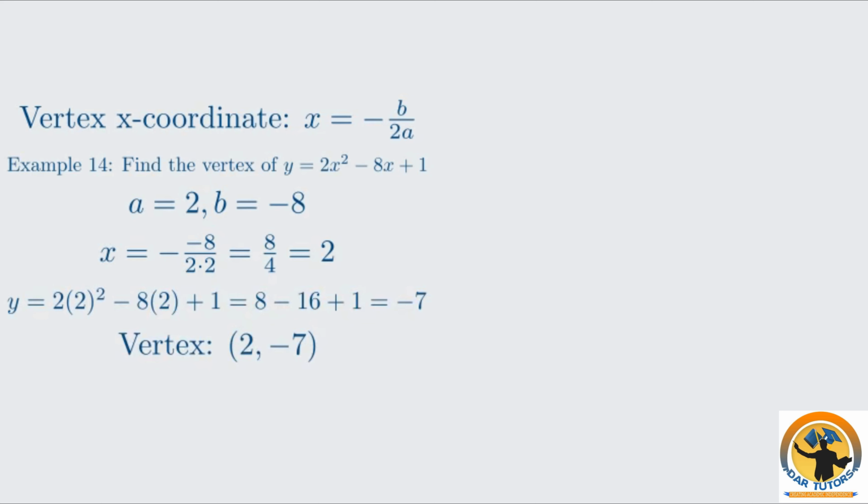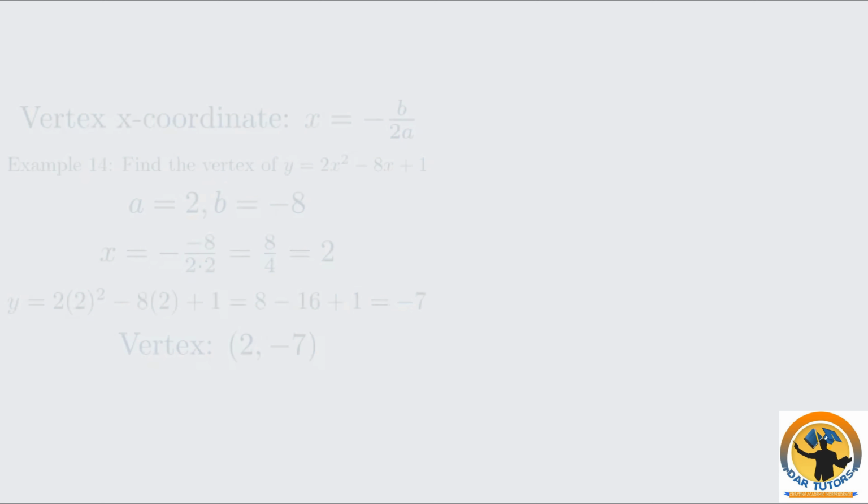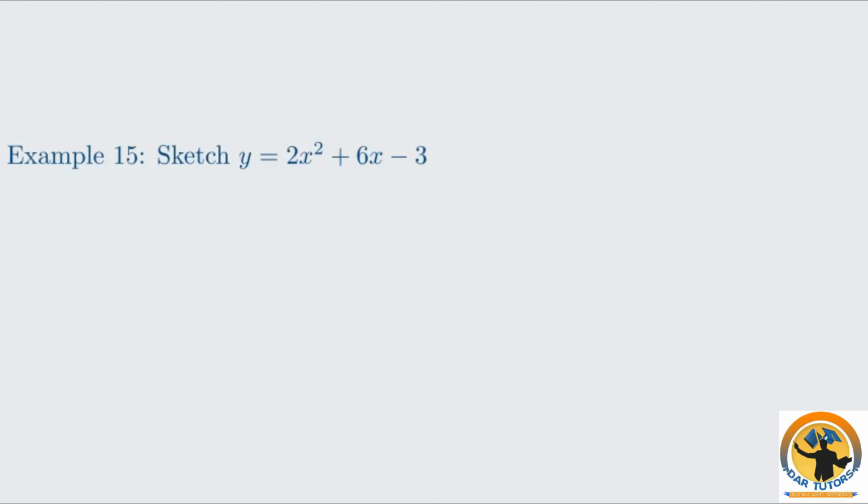This is 8 minus 16 plus 1, which equals -7. So the vertex is at the point (2, -7). Let's do a full sketch from general form. Consider the quadratic y = 2x² + 6x - 3.